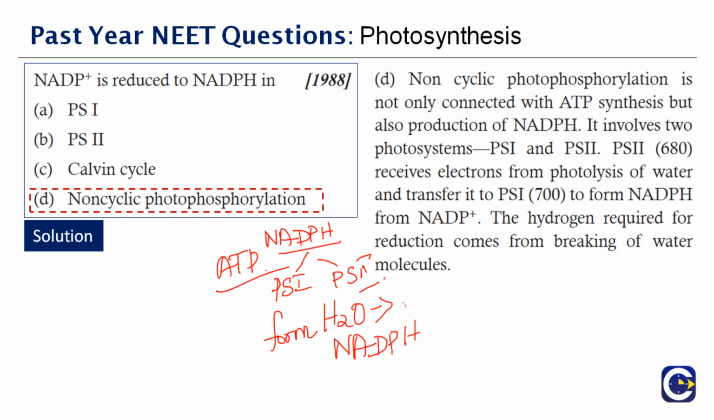Here you need to remember only two things. When you talk about cyclic, they produce ATP. When you talk about non-cyclic, they produce water and NADPH along with ATP. Therefore the correct answer is option D.